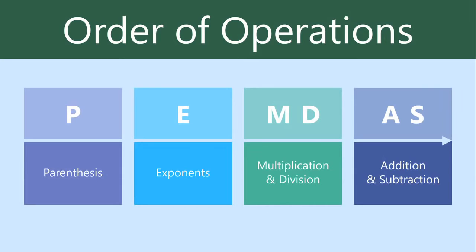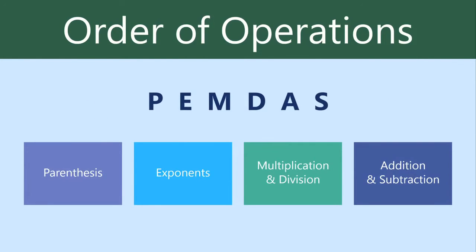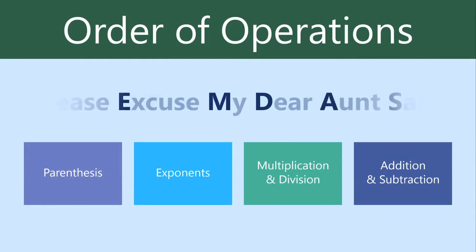Excel knows to use the order of operations whenever it calculates a complex formula. It's important that you remember it so you can create formulas that'll give you the correct answer. To remember the order, you can just use the acronym PEMDAS. Or to make it even easier, remember the phrase, "Please excuse my dear Aunt Sally." Let's go over each of these in a little more detail.